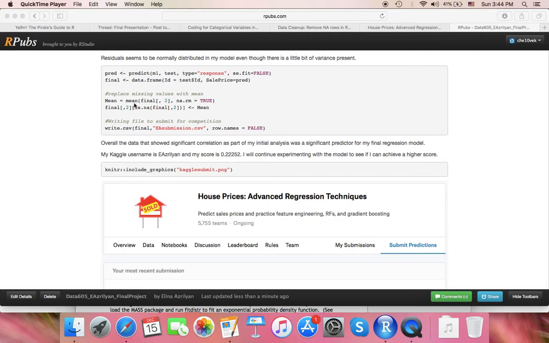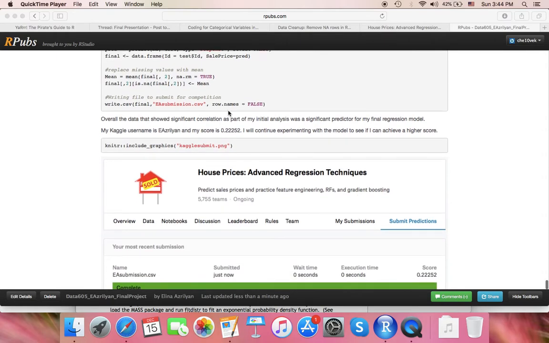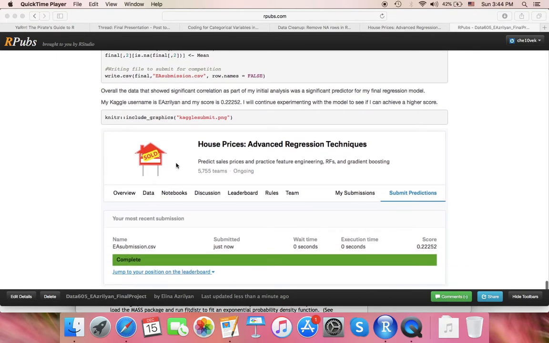So I came up with some NA values in that, I think due to the fact that probably I could have done more to clean up my data set before I did the analysis. So just to avoid submitting blank entries, I just used the mean of the sales price to fill in those blank values. So I created the submission file and submitted it to the competition and got a score of 0.22252. So that's it.